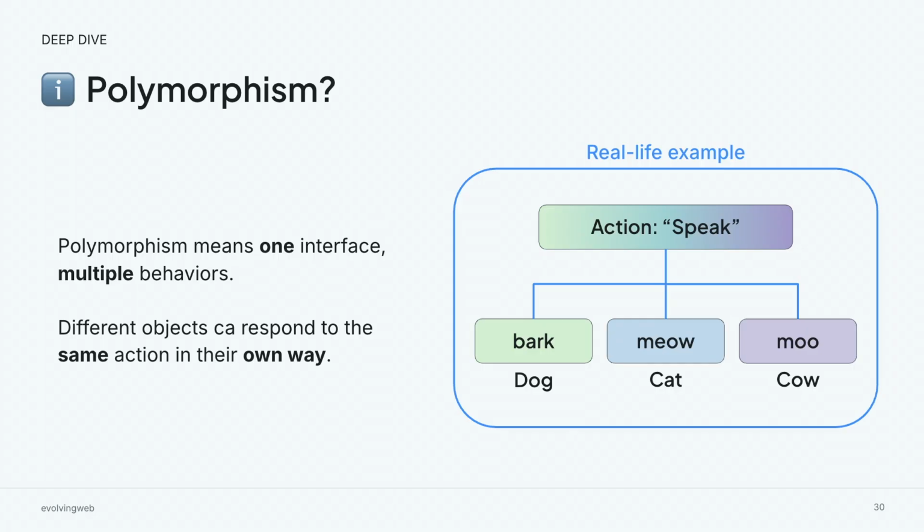Then first, let's speak about what polymorphism is. Think of it as the idea that different things can respond to the same instruction, but in their own way. Basically, it's same action, different results. Here's a real life example: if you ask any animal to speak, it's not going to respond in the same way. That's how polymorphism works. Different objects can respond to the same action in their own way.